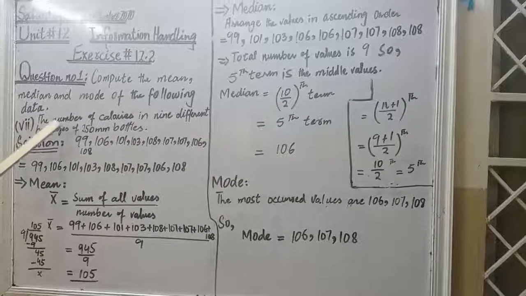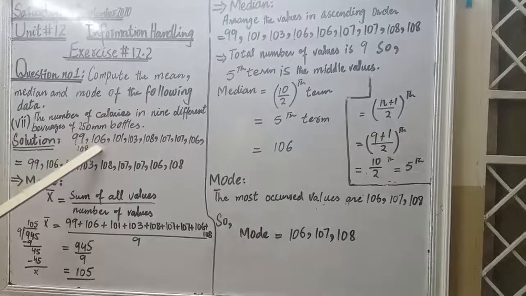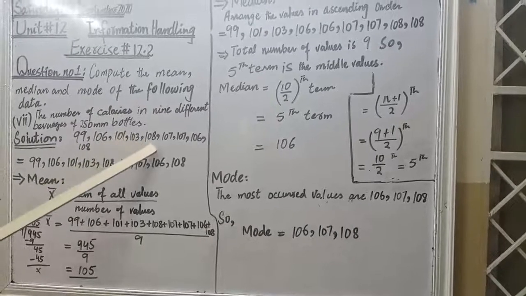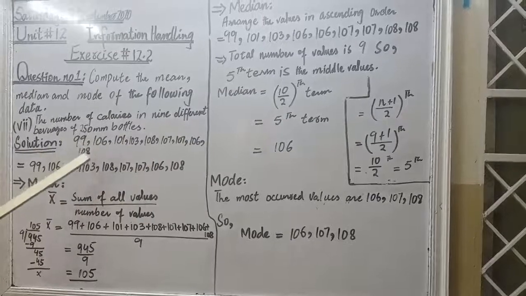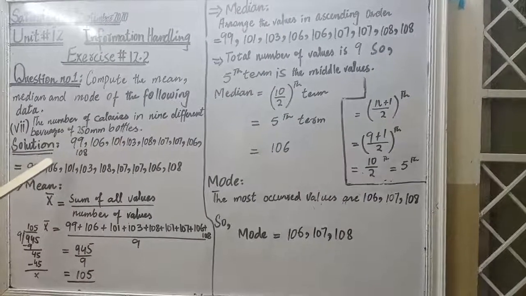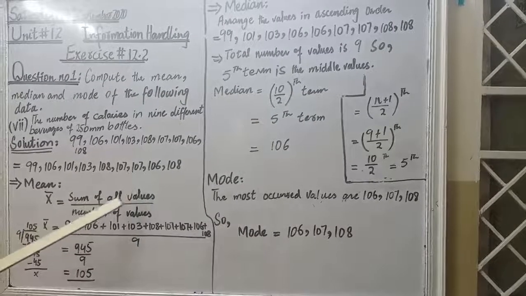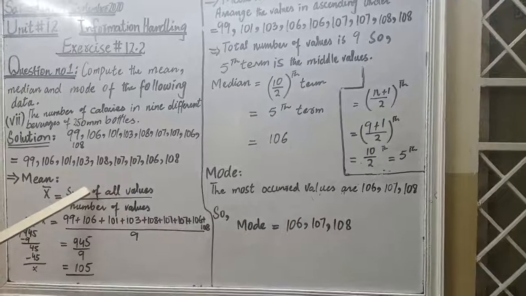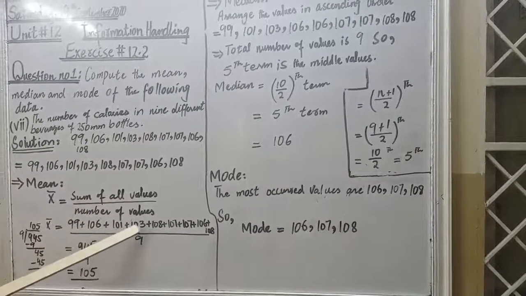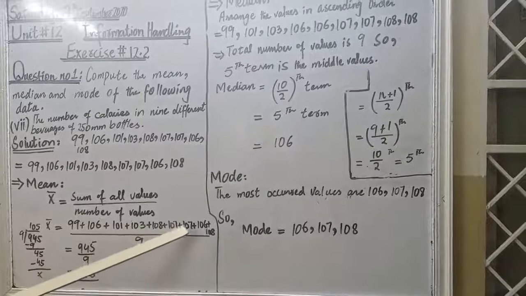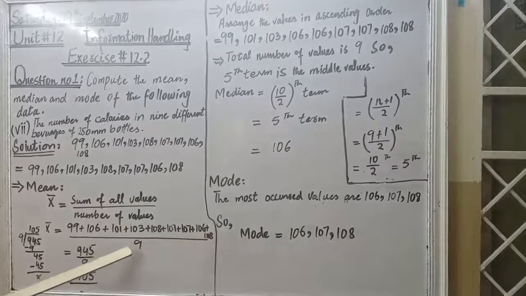Part 7. The number of calories in 9 different beverages of 250 ml bottles: 99, 106, 101, 103, 108, 107, 107, 106 and 108. Now moving towards our solution, first we find the mean by using the formula: the sum of all values divided by the number of values. So our values are 99 plus 106 plus 101 plus 103 plus 108 plus 107 plus 107 plus 106 plus 108, divided by the number of values.